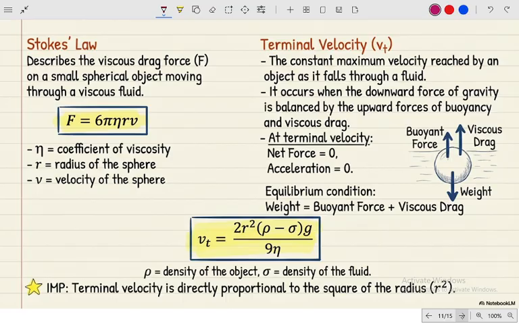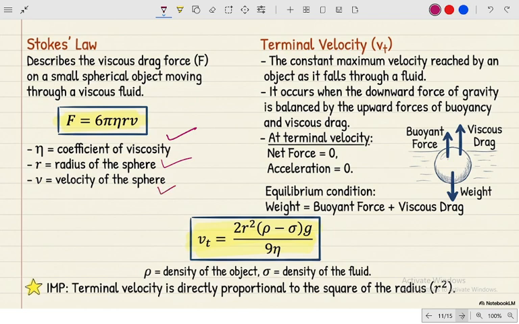Now the next one we want to learn is Stokes' law. This is very important, along with terminal velocity. What is terminal velocity? Stokes' law describes the viscous drag force F on a small spherical object moving through a viscous fluid. F equals 6 pi eta r v. What is eta? The coefficient of viscosity. What is r? The radius of the sphere. What is v? The velocity of the sphere.